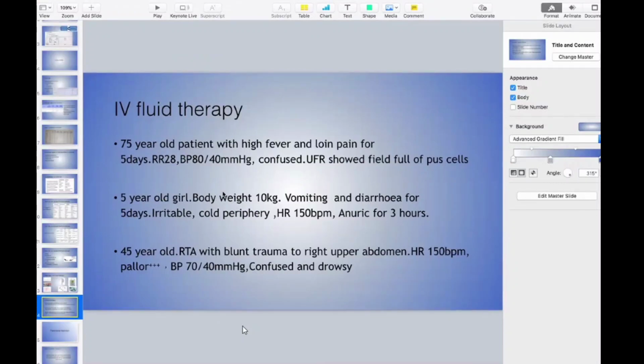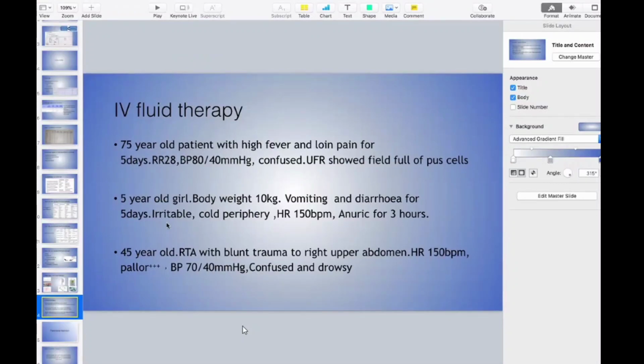Okay, right. Now what about this second patient, a 5 years old girl, body weight is 10 kilos, vomiting and diarrhea for about 5 days duration. She is tachycardic and anuric for 3 hours. So what do you think? What do you think about the hydration level? Can you remember that table?